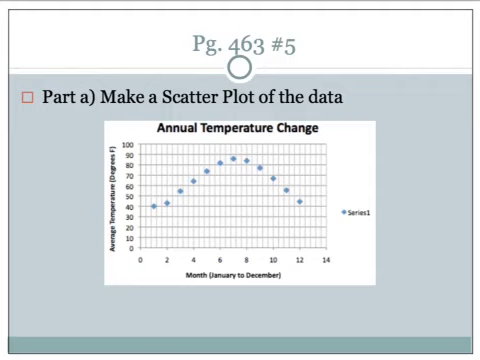To make a scatter plot of the data, we use Excel. In one column, the left column, we put our X values 1 through 12, which represent the months, January to December. On the column to the right of that, we put our Y values, which were the average temperature in degrees Fahrenheit. Then we clicked on Scatter Plot, and it automatically made a scatter plot for us.